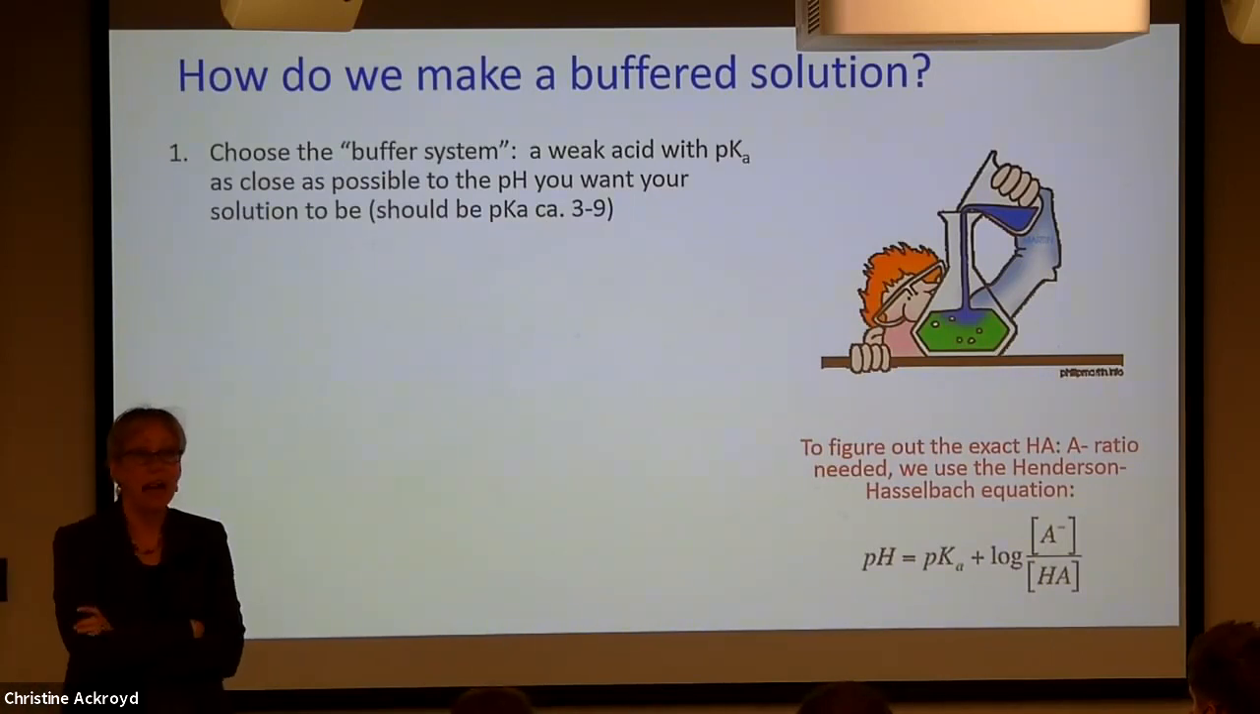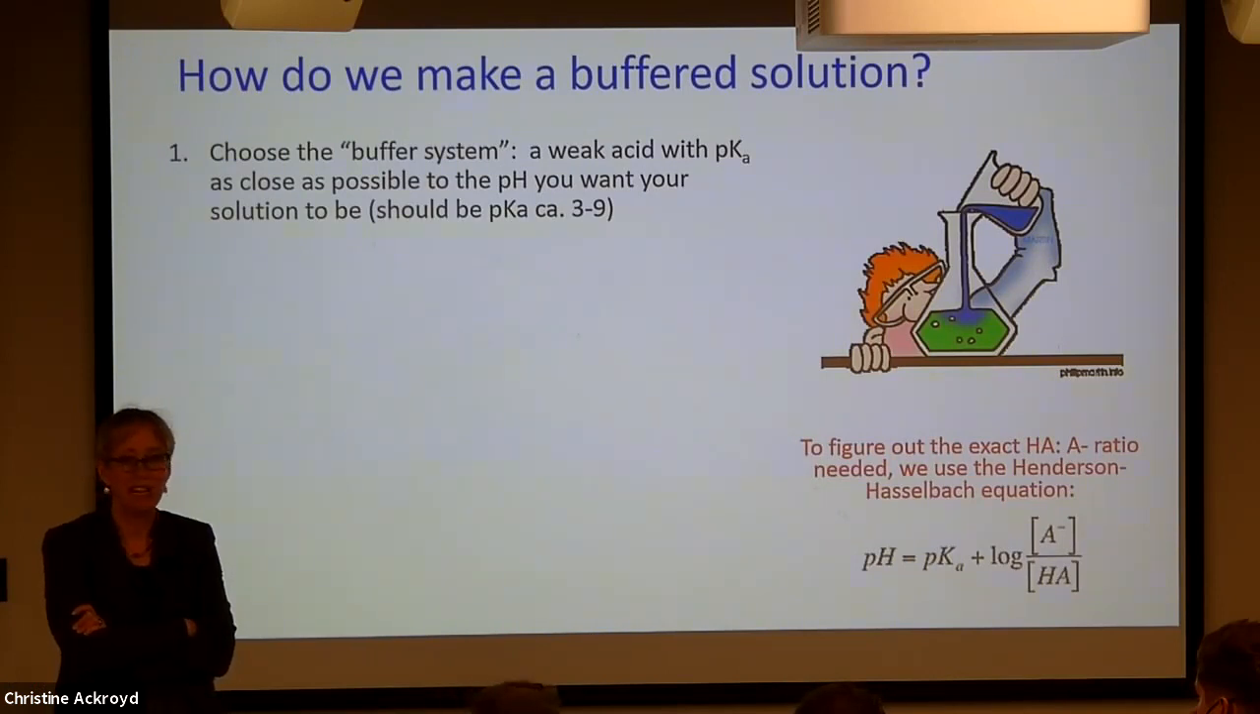Now suppose I need a buffer that's buffered to about pH 6. I need the pH to be 6. I'm standing in the lab. How do I make a buffer solution at pH 6? What do I need?